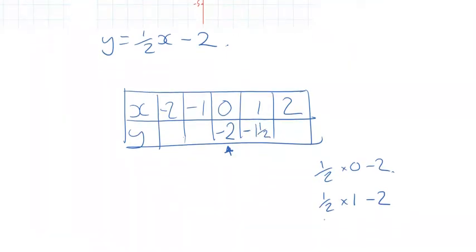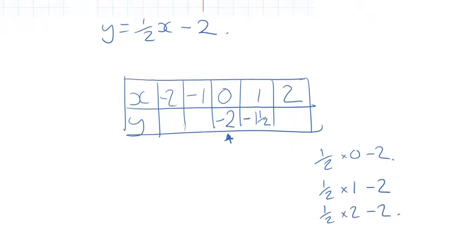Right, let's put in 2. So a half times 2 minus 2. Well, a half doubled, so times by 2 is a whole. That's 1. 1 take away 2 is going to be minus 1. There we are. Okay, let's carry on. So this time we're going to put in minus 1. So a half times minus 1 minus 2 is going to be minus 2.5. And a half times minus 2 minus 2 is going to be minus 3.